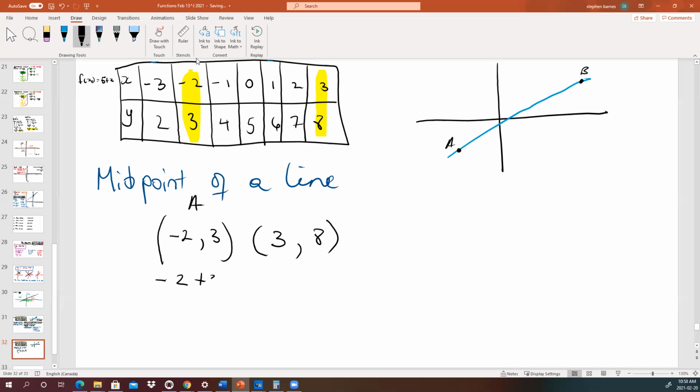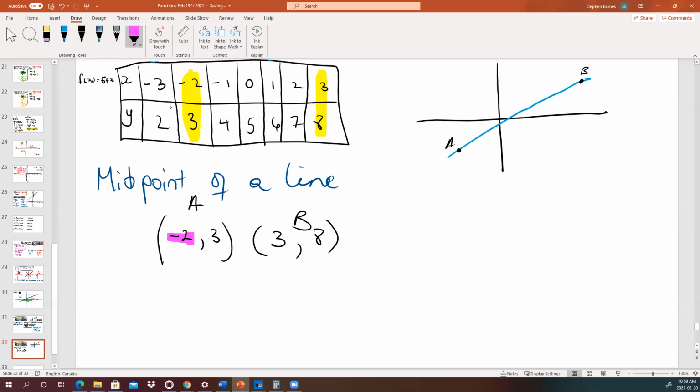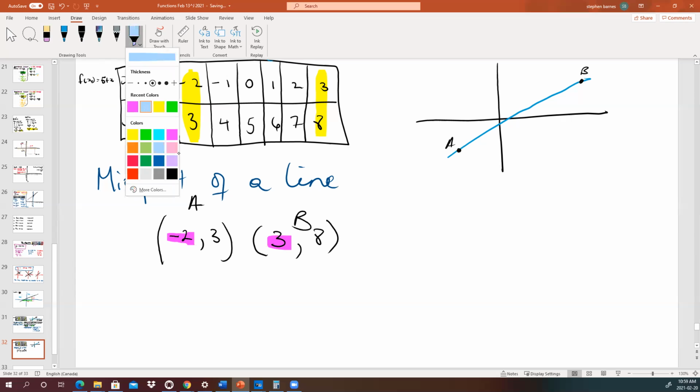So the midpoint of this is going to be -2 plus 3 over 2. So you add the X and the Y value. No, you add all the X's and all the Y's. Sorry. So that's why I wrote out this initially, so you can see what is what. So this is A and that is B, right? So I'm going to just highlight the X values. The X values are the ones that come first, and the Y values are second when we write the coordinates. So this would be our Y values.